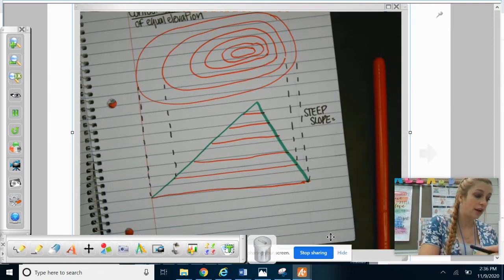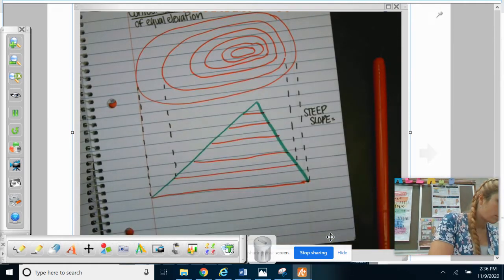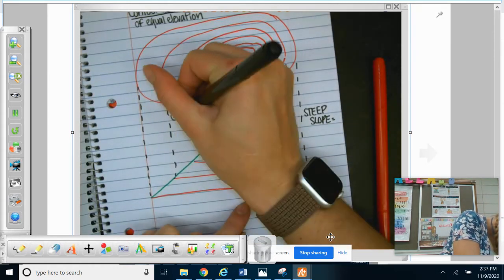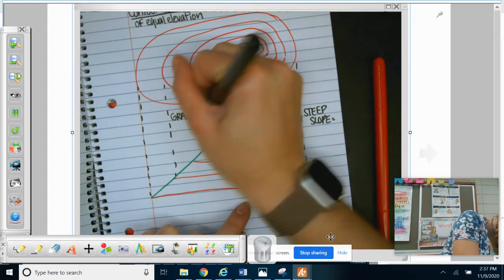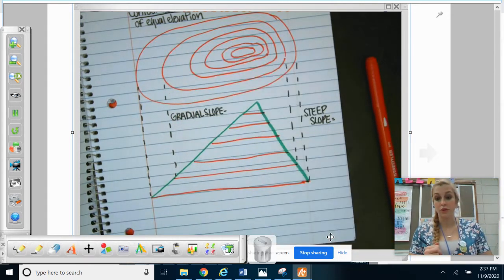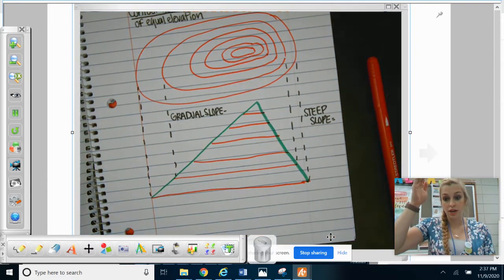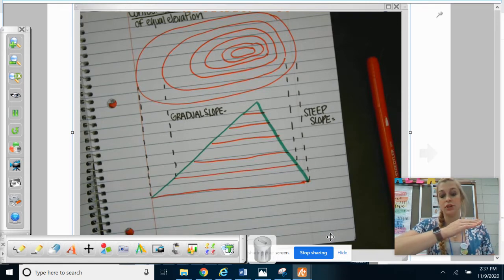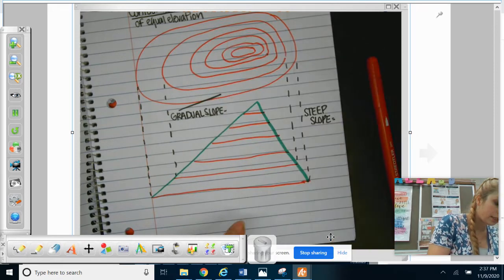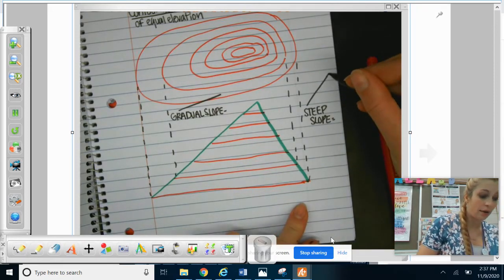You're going to try and find a gradual slope for grandma. Steep slope is straight up. A gradual slope is like this. These are the ramps, like wheelchair ramps for entering buildings. You can walk up those with ease. So a gradual slope is a slow increase. A steep slope is straight up.